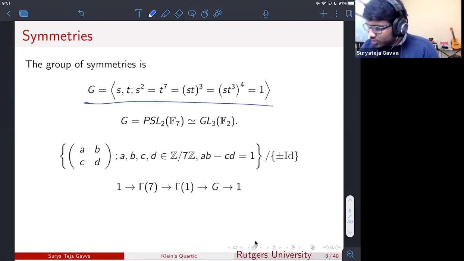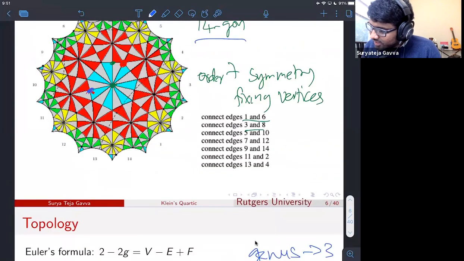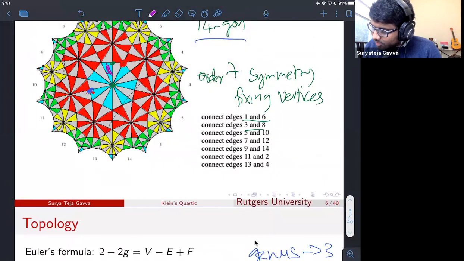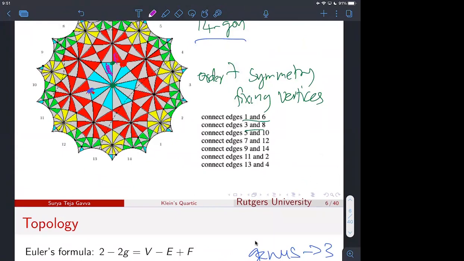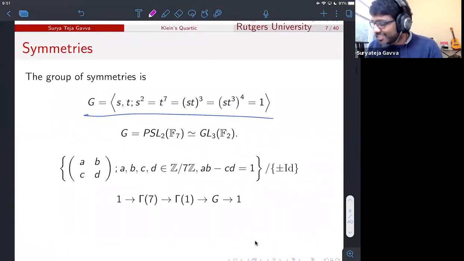So T corresponds to this order 7 rotation. S is not really a reflection. It is an order 2 element. It maps this element to this element, so it's kind of a reflection, but not purely.